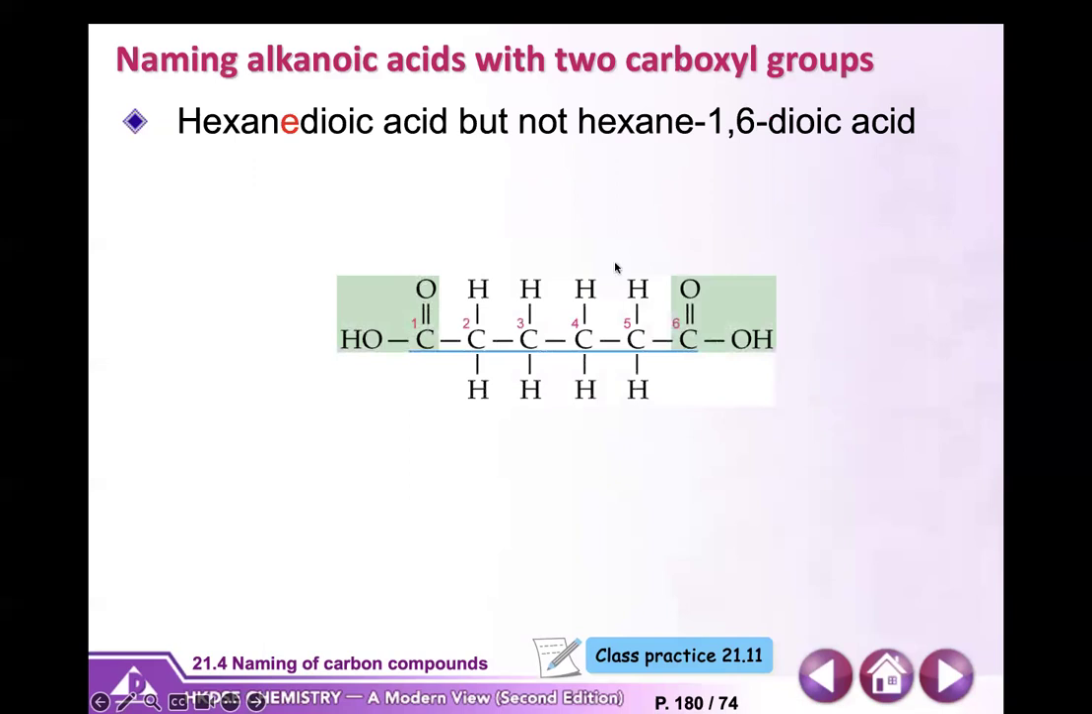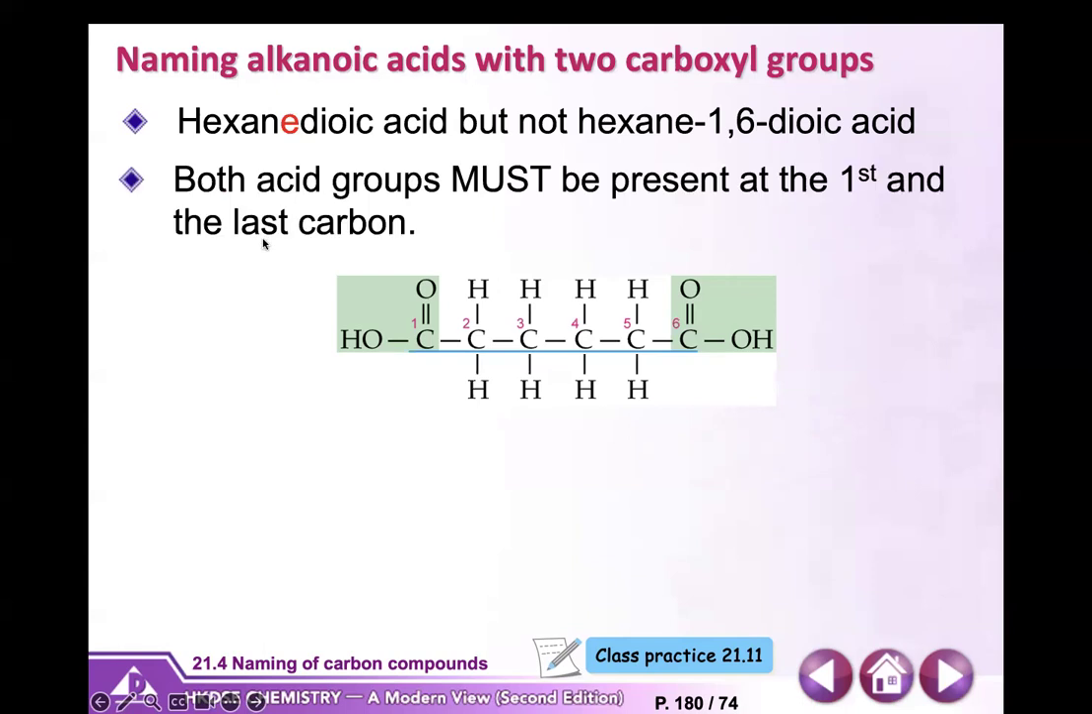One more point: it is hexanedioic acid, but not hexane-1,6-dioic acid, just because both acid groups must be present at the first and the last carbon. So we don't need to label it as 1,6. It must be at the beginning and at the end of the carbon chain, so we don't need to label the position for the dioic acid.